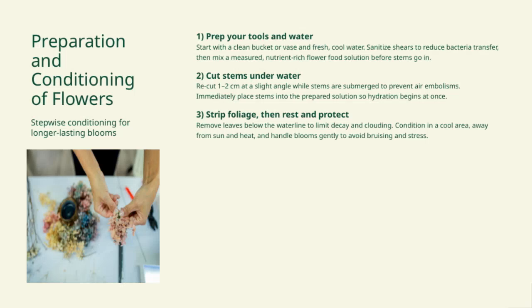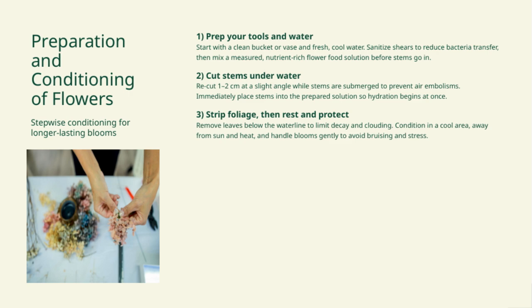Let's start with preparing our tools and water. Always begin with a clean bucket or vase and fill it with fresh, cool water. It's important to sanitize your shears beforehand to reduce bacteria transfer, which can affect how long your flowers last. Next, mix a measured amount of nutrient-rich flower food solution into the water before placing your stems in. This helps keep the flowers nourished and healthy.